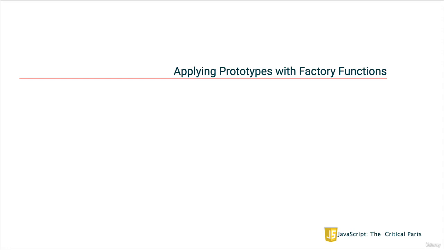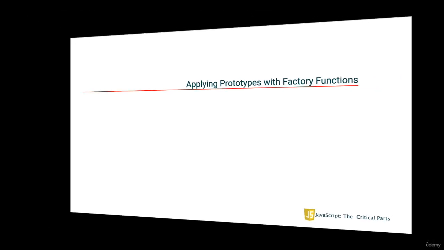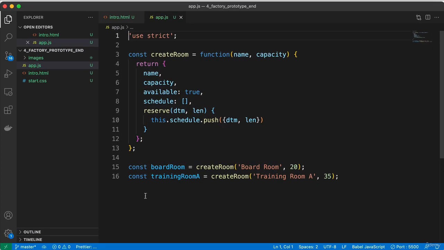We have taken a look at object.create and how it works. Now let's apply it to our factory function. So here in our factory function, we have included the reserve method right here directly on the object. In most cases, you want methods on the prototype so that they can be inherited. And that is what we are going to do here.